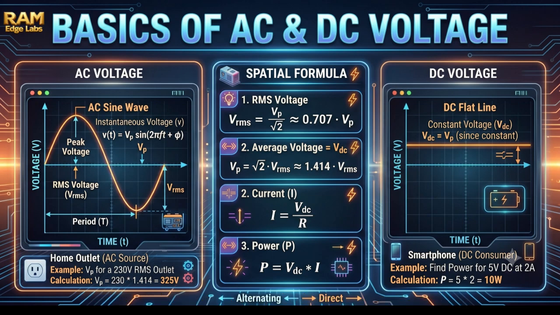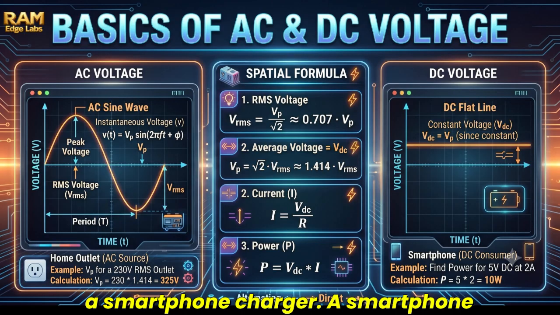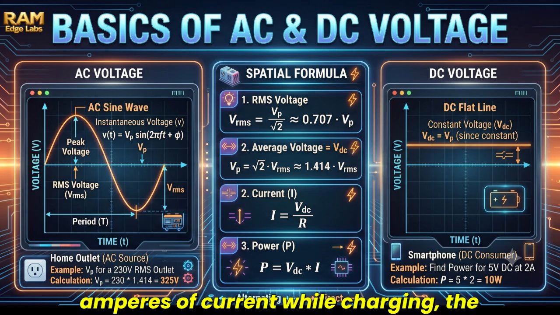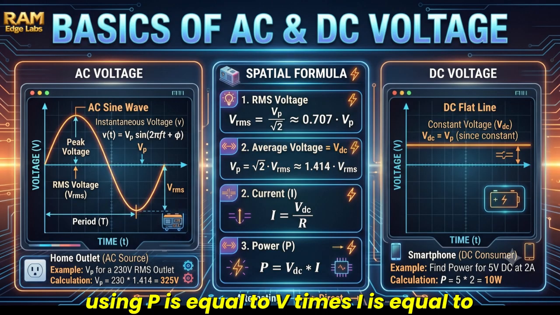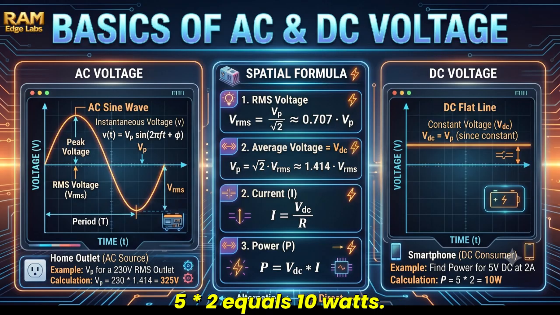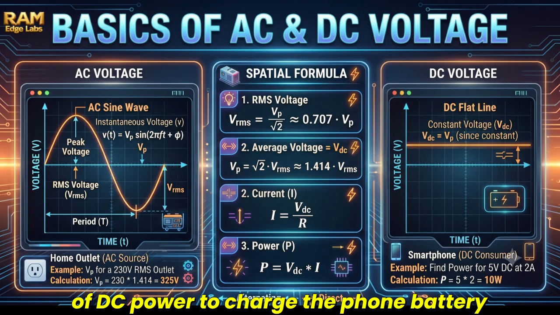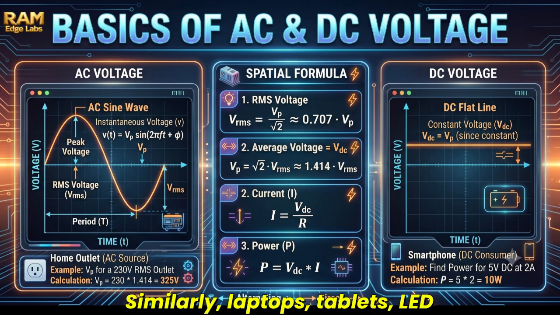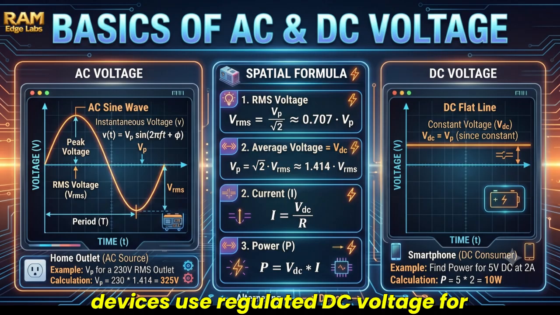A practical example shown in the image is a smartphone charger. A smartphone typically operates using 5 volts DC. If the phone draws 2 amperes of current while charging, the electrical power consumed is calculated using P is equal to V times I, which is 5 times 2, equals 10 watts. This means the charger supplies 10 watts of DC power to charge the phone battery safely and efficiently. Similarly, laptops, tablets, LED lights, routers, and many electronic devices use regulated DC voltage for reliable operation.